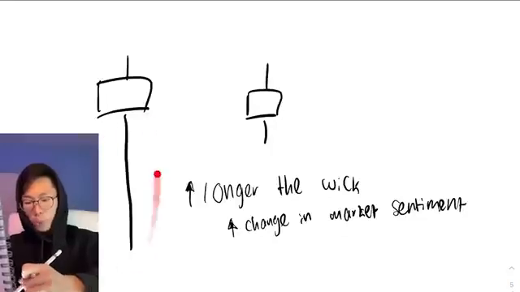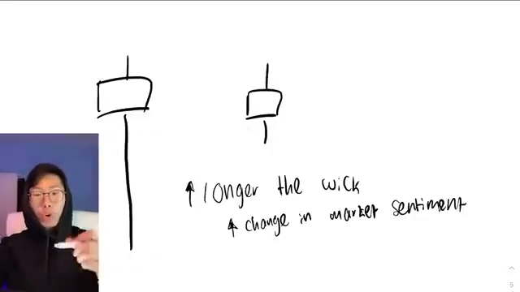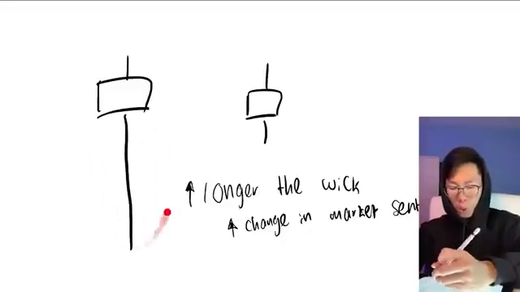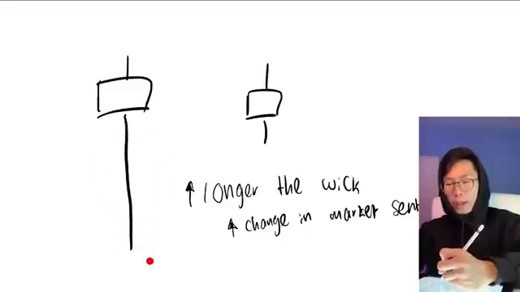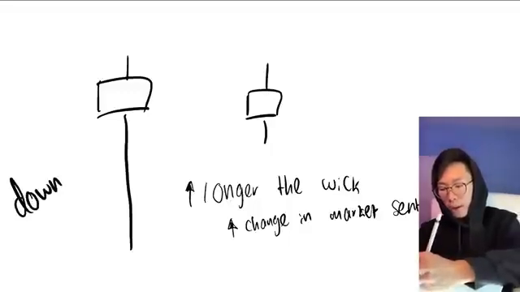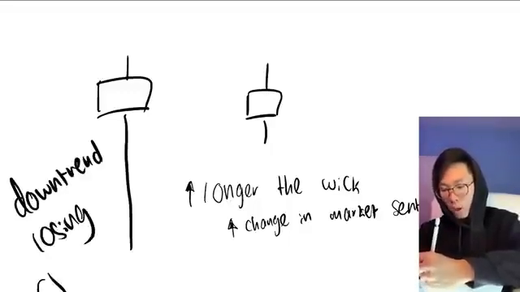Guys, the longer the wick, that means there is a change in market sentiment. If you recall, I mentioned just now that the longer the lower wick, it means that the buyers are pushing the price up. So what this means is that the downtrend is actually losing strength, guys, losing strength.